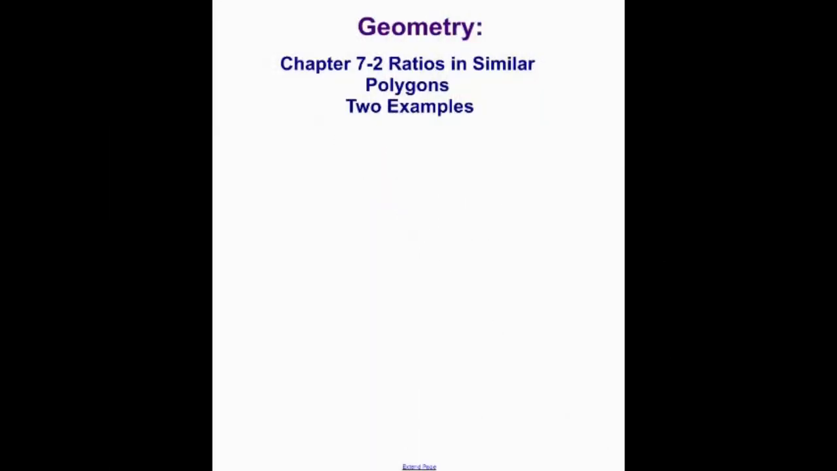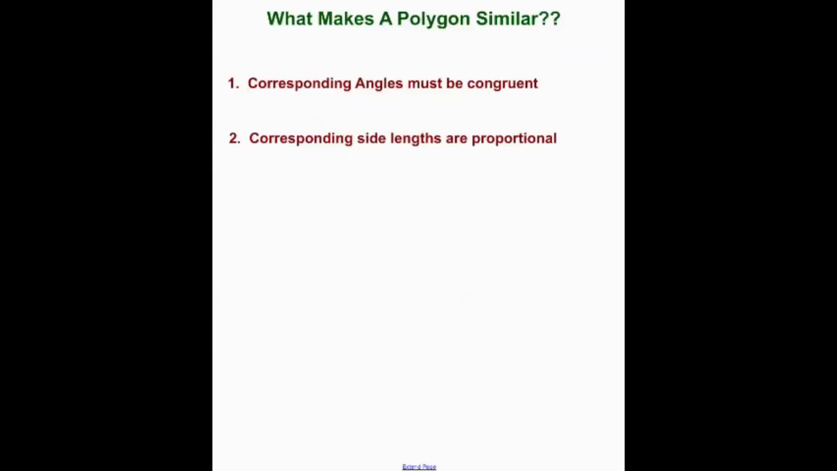Alrighty, welcome. We're going to take a look at our next mini lesson on Chapter 7.2, Ratios and Similar Polygons. To start off, we need to clarify and make sure we know these two reasons why things can be similar. First of all, corresponding angles must be congruent. Absolutely a must. And corresponding side lengths are proportional, again, another must. Proportional means basically they are equivalent ratios. So let's go ahead and take a look at our first example.